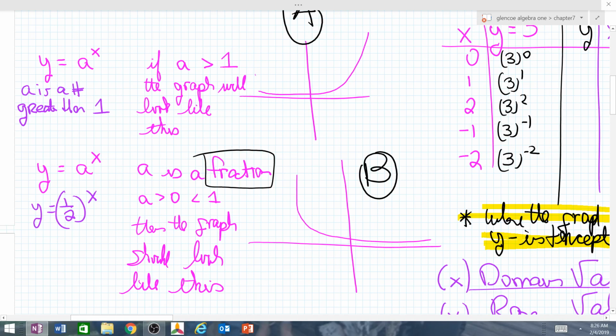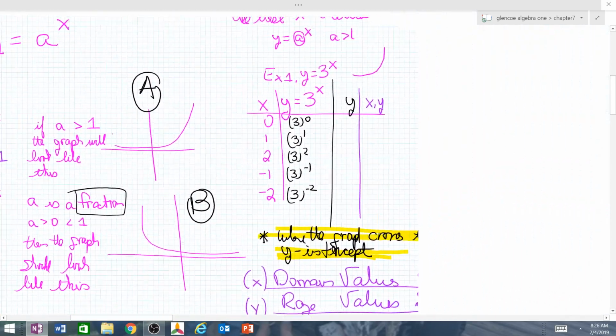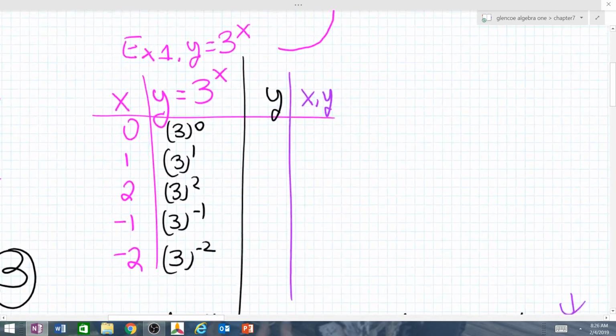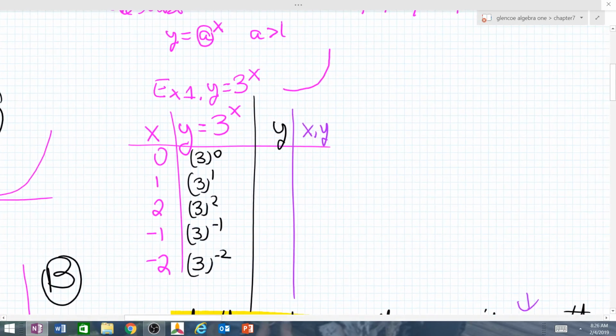All right, so let's go ahead and do our first example together. Our first example is y equals 3 to the x power. I already know in my mind what my graph is going to look like. So my graph is going to look like this. How did I already know that? Because I know that if a, the 3 here, is greater than 1, my graph is going to have that shape.